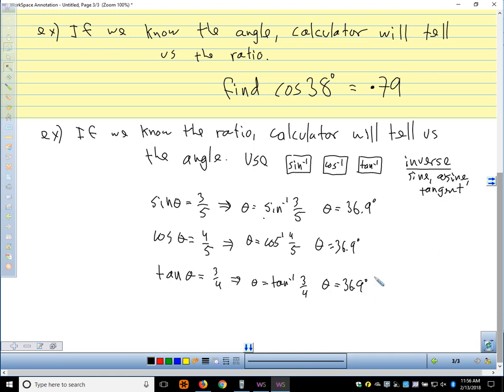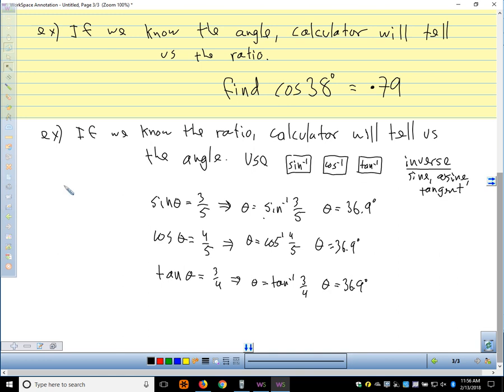So our calculator will tell us the ratio. We find the sine, cosine, or tangent of our angle, or it will tell us the angle. We do the inverse sine, cosine, or tangent of the ratio. All right, questions there?